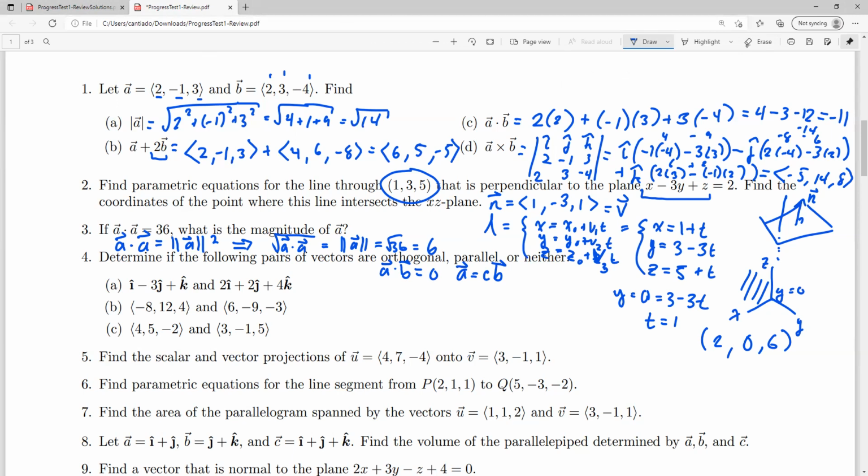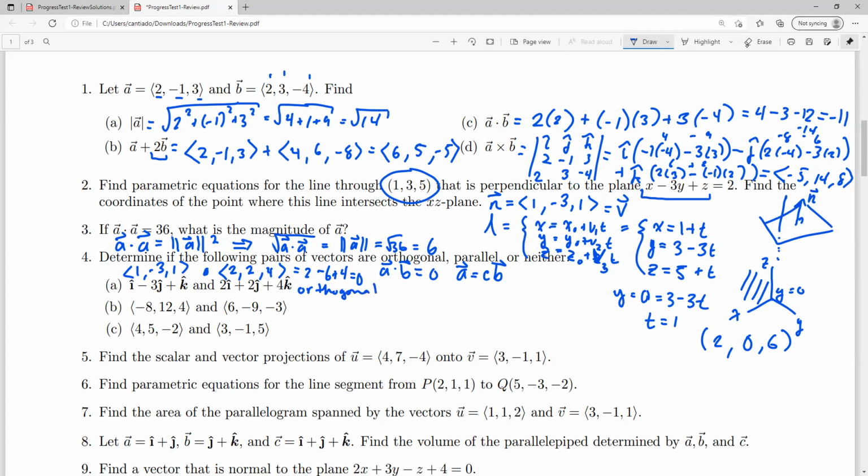So taking a look at all this, I'm going to write in vector form: we have the vector (1, -3, 1), and then we also have this vector (2, 2, 4). If we go ahead and take the dot product of this, we get 2 minus 6 plus 4, which is equal to 0. So since the dot product of these two vectors equals 0, we know that A is orthogonal.